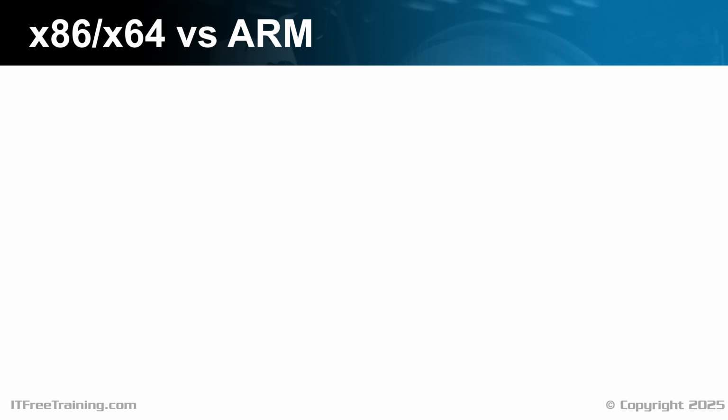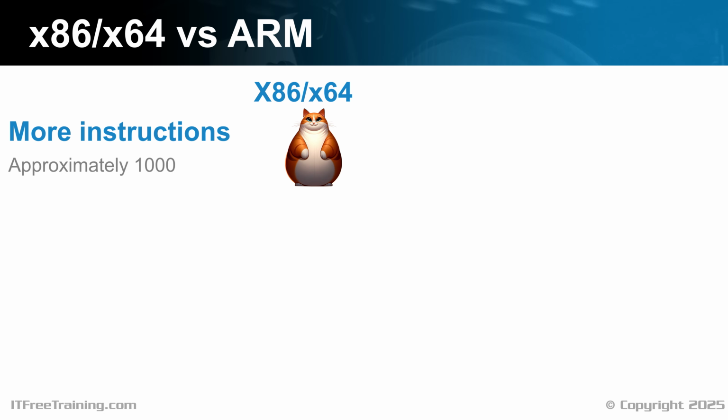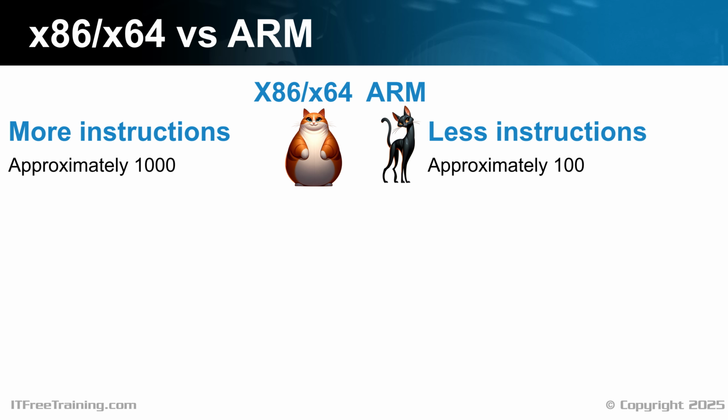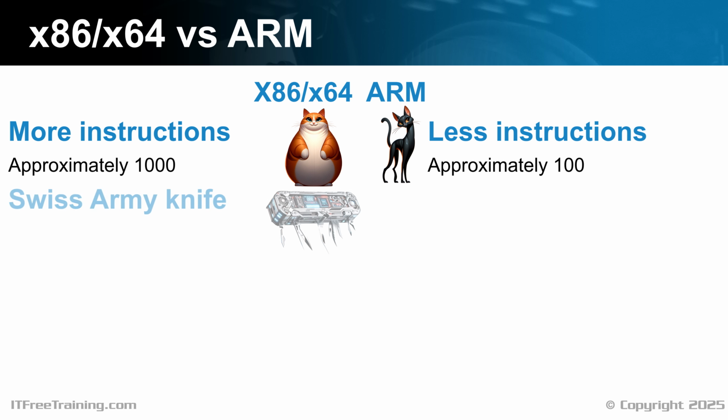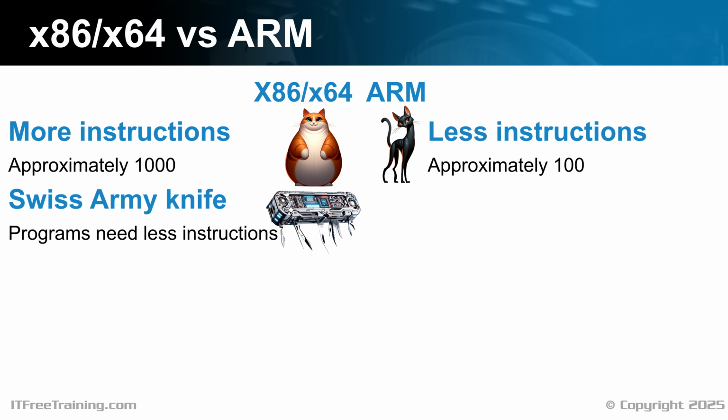To understand how ARM works, I will compare it with x86 and x64 CPUs. These CPUs have more instructions, approximately 1,000. In contrast, ARM CPUs have fewer instructions, approximately 100. The designs of the CPUs are very different. The higher instruction CPUs are like a Swiss Army knife. There are so many instructions. It's like having a full box of tools. Having so many instructions means programs require fewer instructions, as a single complex instruction may be the equivalent to a few simple ones.